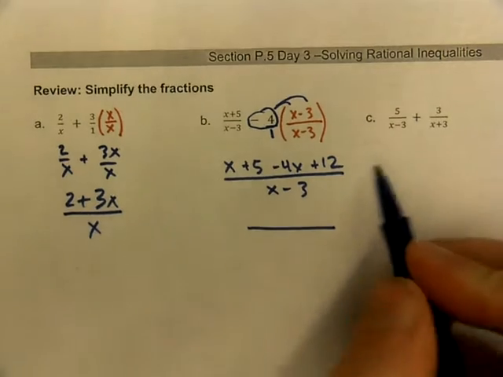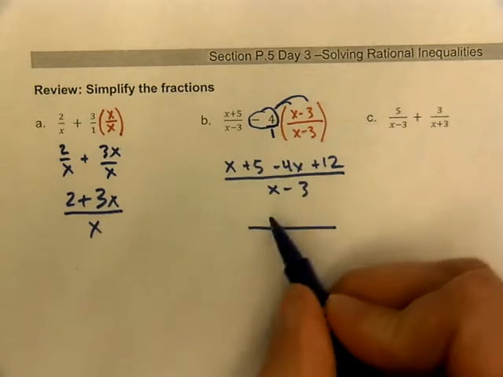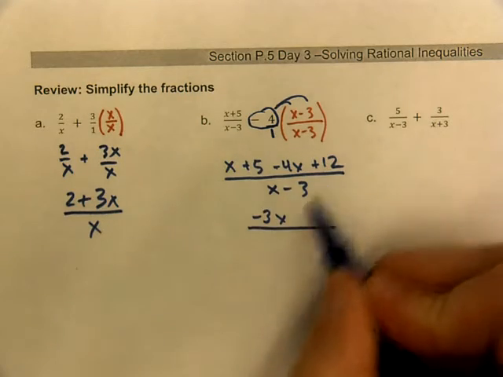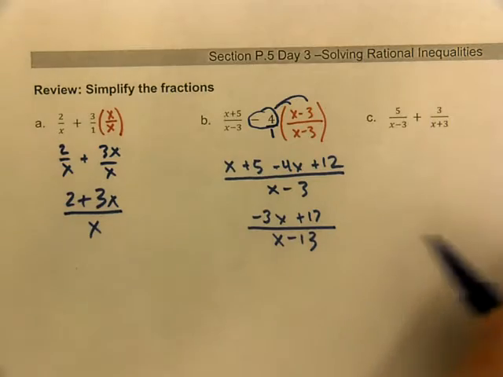And then we'll combine our like terms in the numerator. So x minus 4x is negative 3x, and 5 plus 12 gives us 17 over that common denominator.